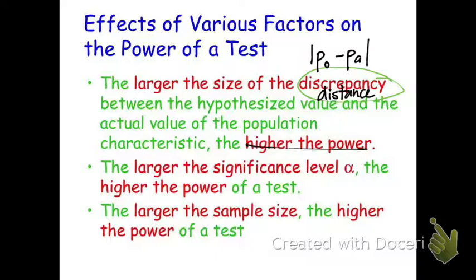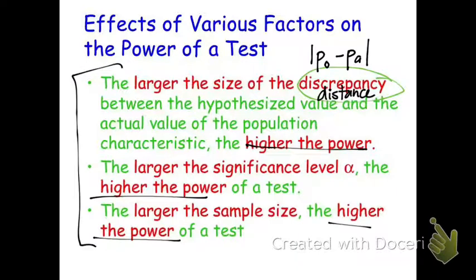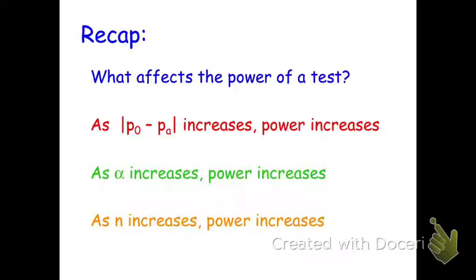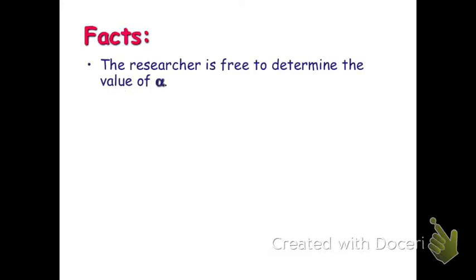The larger the significance level, the higher the power; the larger the sample size, the higher the power. So the three things that can increase power are increasing the distance, increasing sample size, and increasing alpha. Those three things can increase your power. So just remember that only alpha changes if you change it.